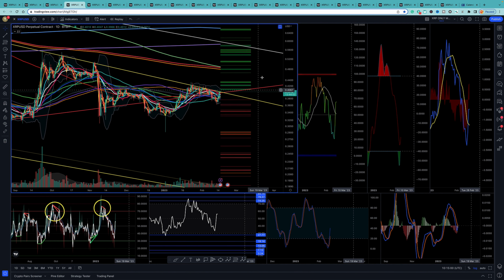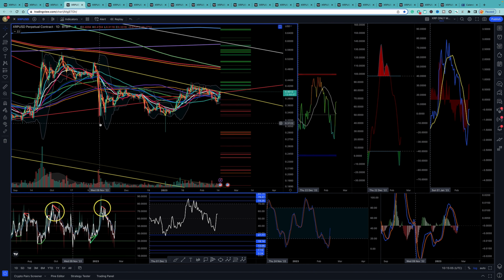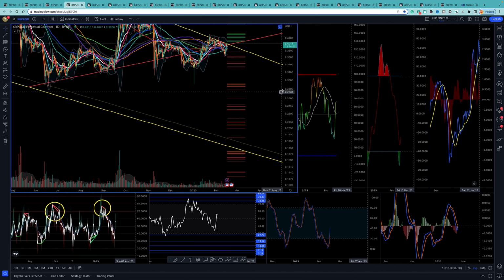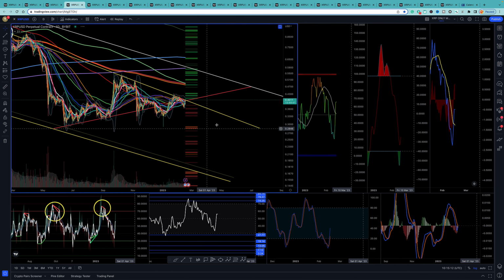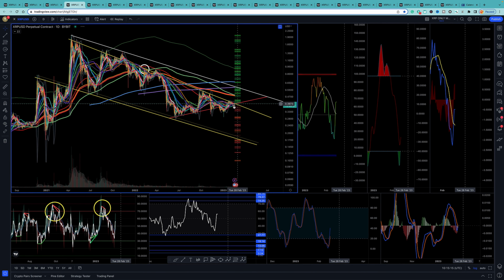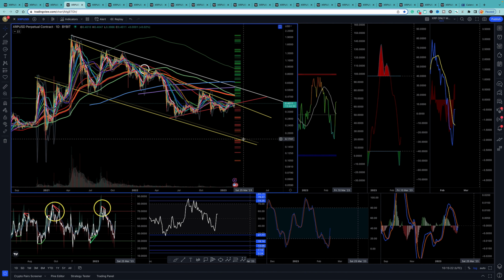It still leaves the door open for a pump, but we could get the bigger move of 40, which would take us down to 25, which would take us down to that next level. And again, you can see the channel down is taking us closer to this 1, 2, 3, 4, 5, and potentially 6 down here.